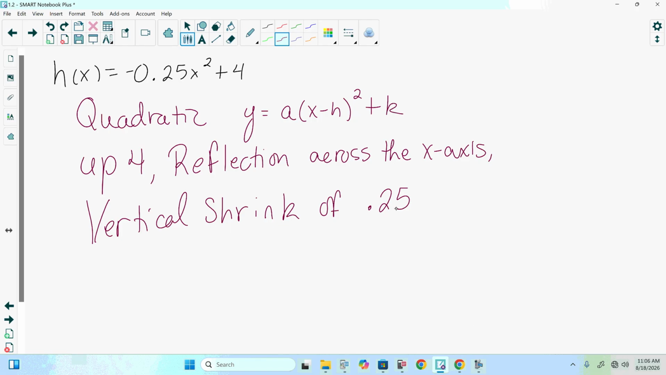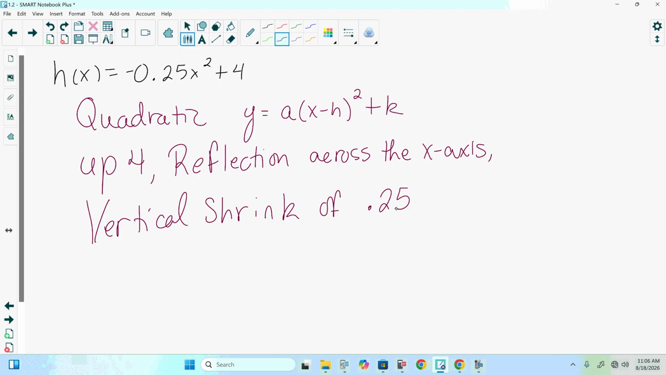Questions on this here? We kind of see especially how vertical stretch and shrink in reflections, they are two different things at the same spot. The negative tells us reflection. The number tells us stretch or shrink. And especially with this one here, we would not say a vertical shrink of negative 0.25. We already took care of the negative. It's told to us through the reflection, not the stretch or shrink. They're two separate entities. Questions on any of this here?